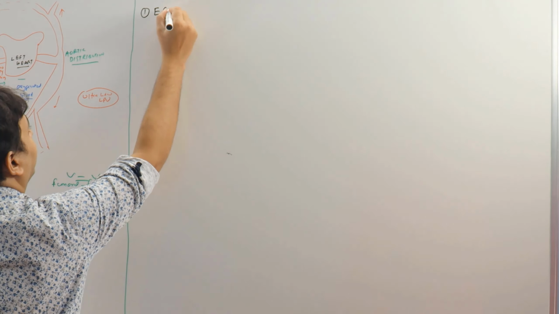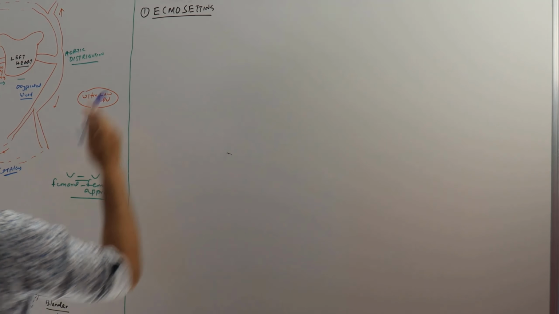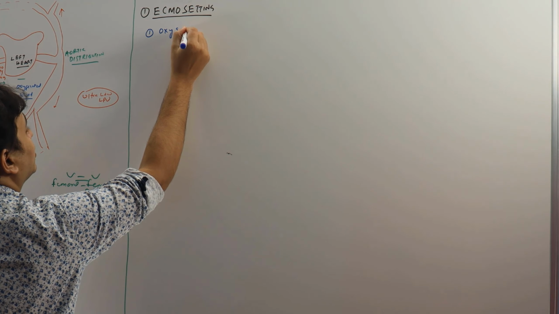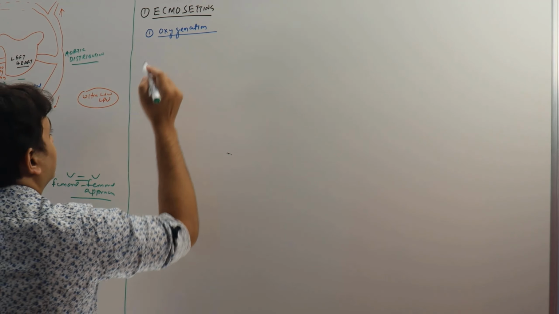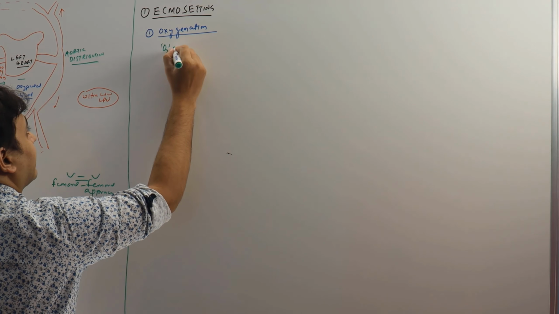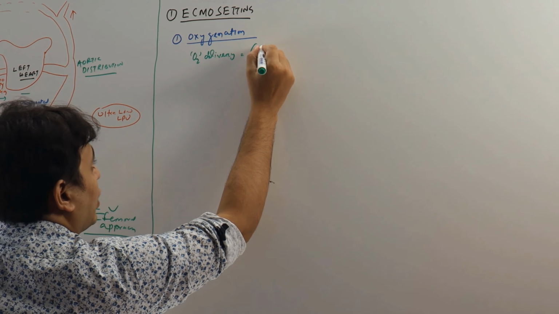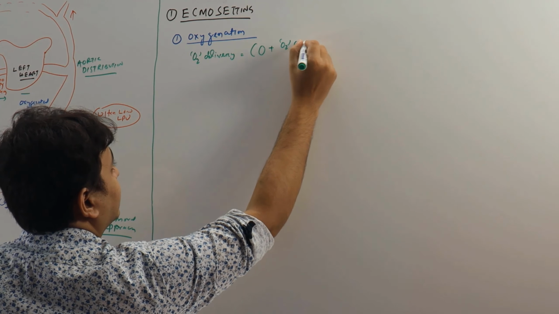So number one will be ECMO setting. In ECMO we have three functions, right? Number one is oxygenation. So how to set our ECMO so that oxygenation is maximum? Our formula for oxygen delivery is equal to cardiac output times oxygen content of the blood, right?